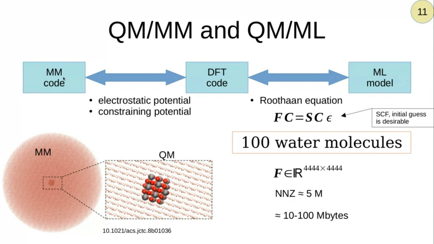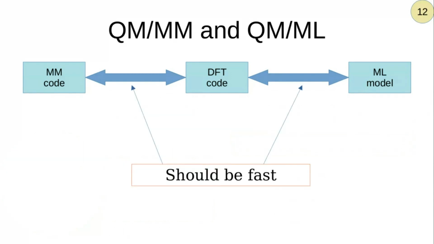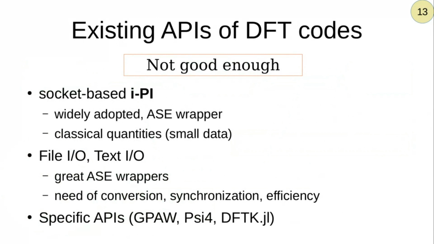For QM/MM interactions, the size is not so easy to define, because it depends on the size of the system, but what you need to transfer is the electrostatic and confining potential, which is essentially a function in three-dimensional space, and the amount of data can vary with the size of your system, and of course can be pretty significant. Therefore, we know that these interactions should be efficient, should be fast, and should be convenient to implement and to use.